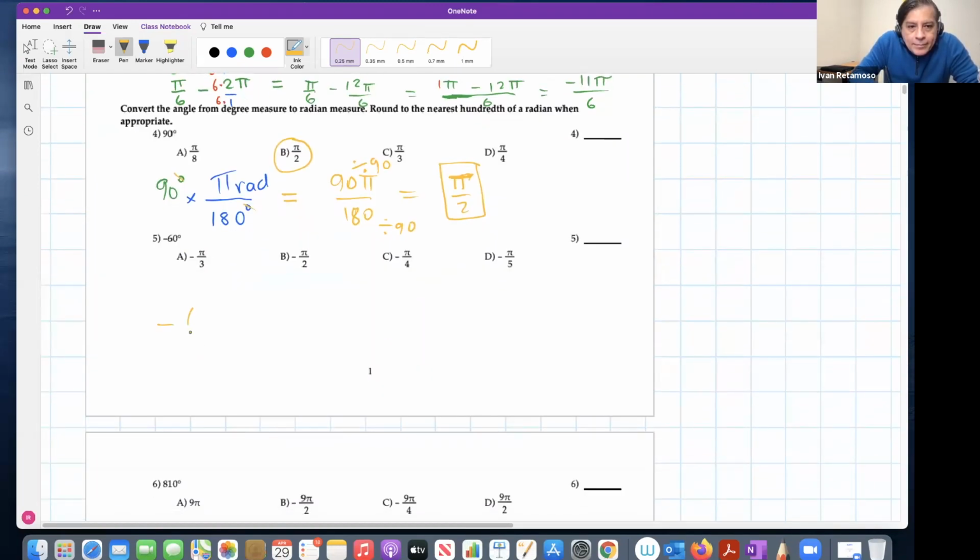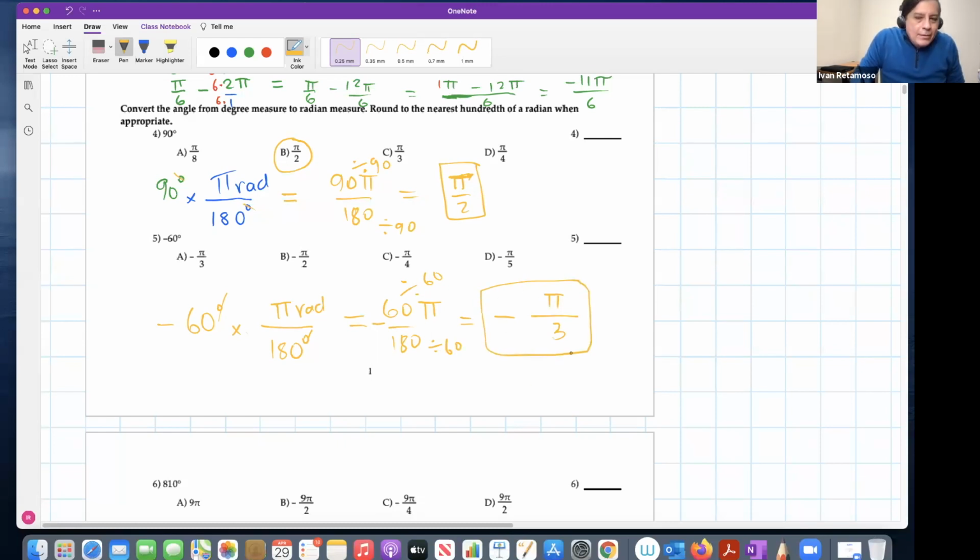Now, minus 60 degrees is a negative angle. So if you want to follow the method, multiply this by pi radians divided by 180 degrees, right? This cancels, and this is 60 over 180. Don't forget the sign, negative. Simplifying, this will be negative pi over 3, right? And you can get it from the unit circle, where I think all the angles are positive, but if you notice, this can be done there too. Pi over 3 is this 60 degrees.